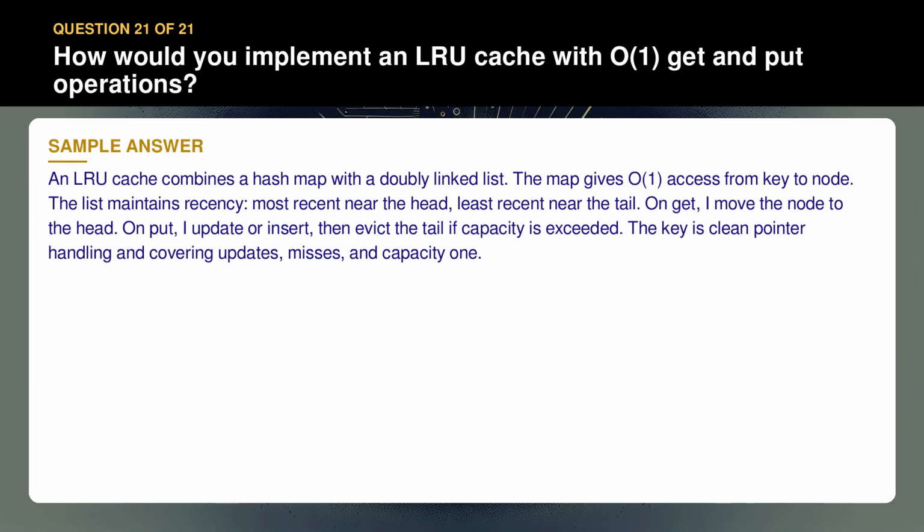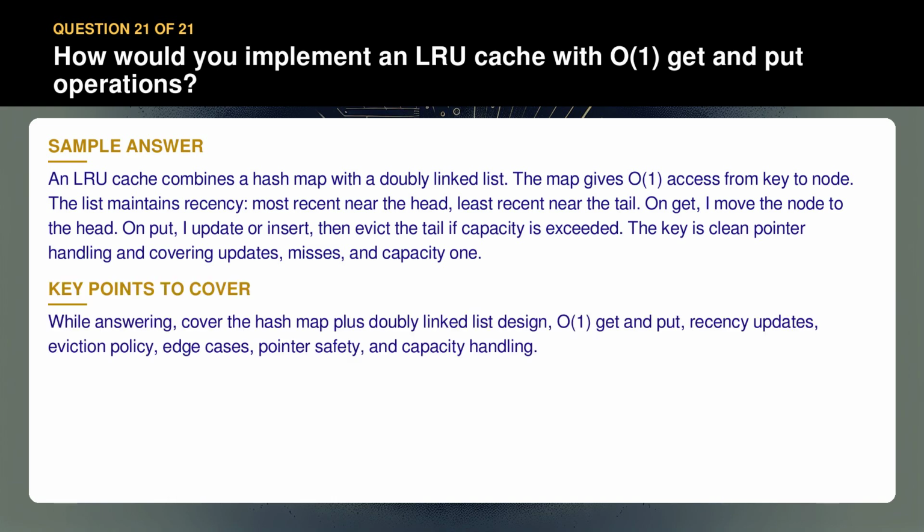The key is clean pointer handling and covering updates, misses, and capacity 1. While answering, cover the hash map plus doubly linked list design, O(1) get and put, recency updates, eviction policy, edge cases, pointer safety, and capacity handling.